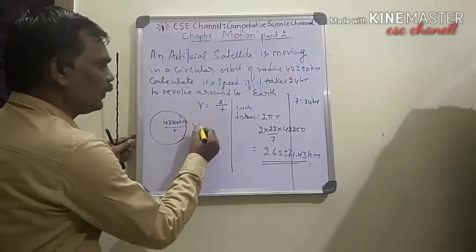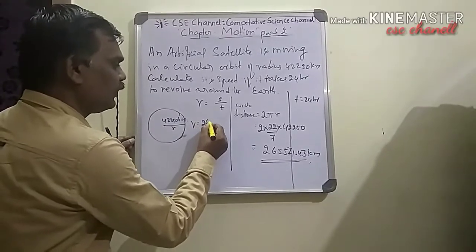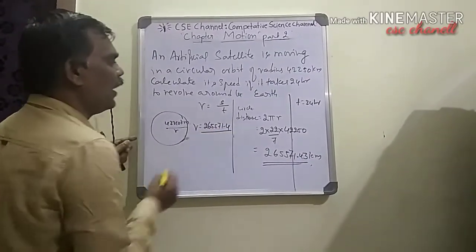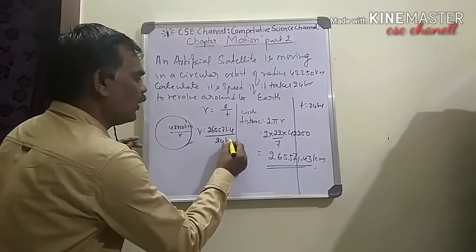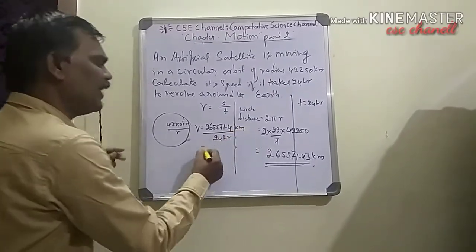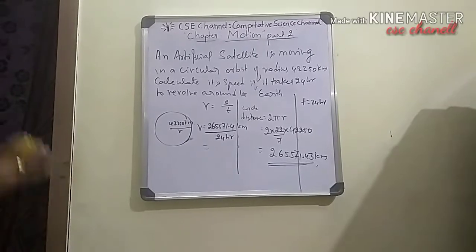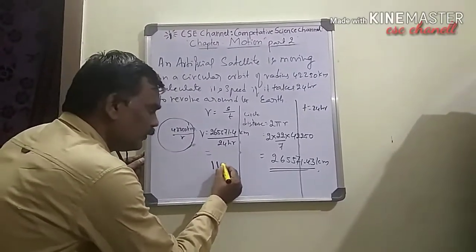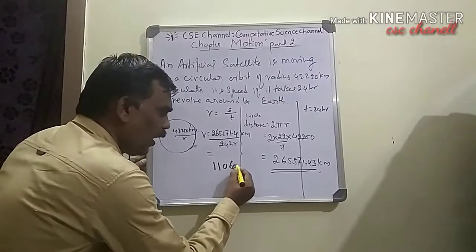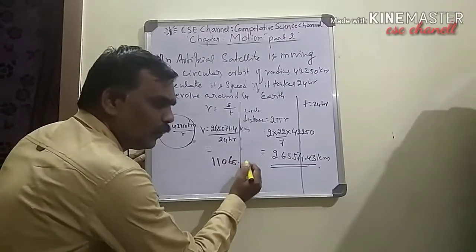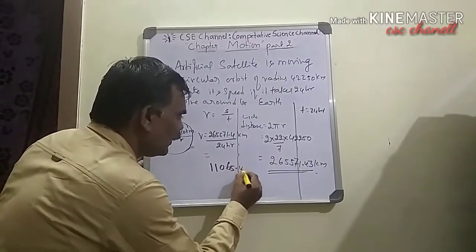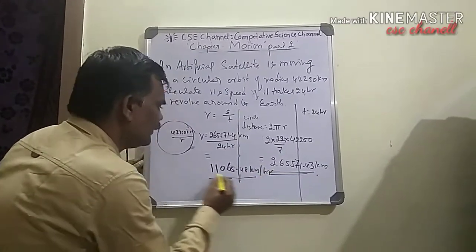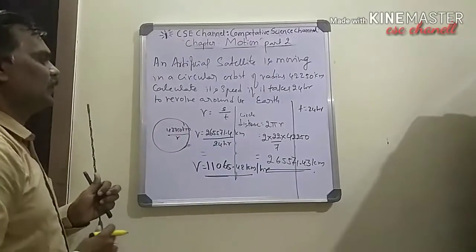Then the speed is equal to 265571.4 divided by 24 hour. This is in kilometer, so you can keep the answer in kilometer per hour only. The answer is 11065.48 kilometer per hour. This is called speed.